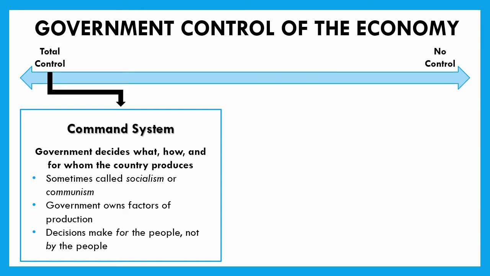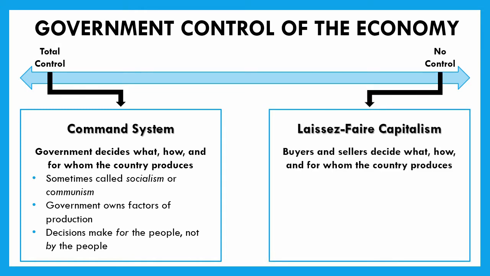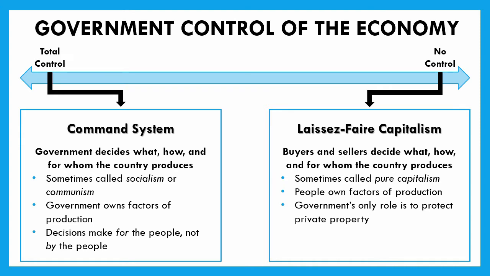Now, if we go to the complete other end of the spectrum, we have no government control, which we refer to sometimes as laissez-faire capitalism. Or we might say that the buyers and sellers in this market are the ones who are deciding what, how, and for whom the country is producing. So this is when there's absolutely no government control. We sometimes refer to this as pure capitalism. So the people, not the government, are the ones who own the factors of production. And instead, the government solely exists to protect people's private property. Another way we might say this is that the decisions are being made by the people instead of being made for the people.